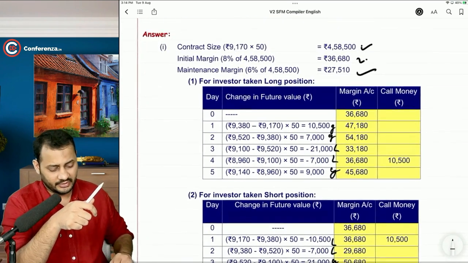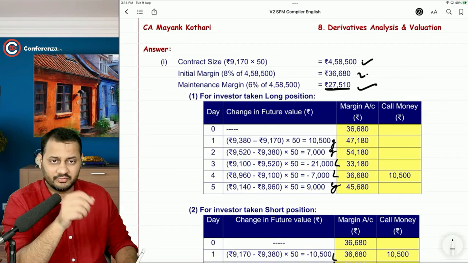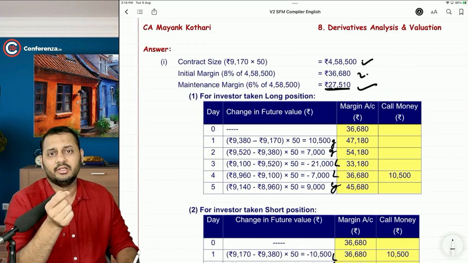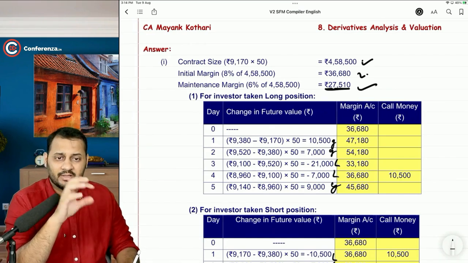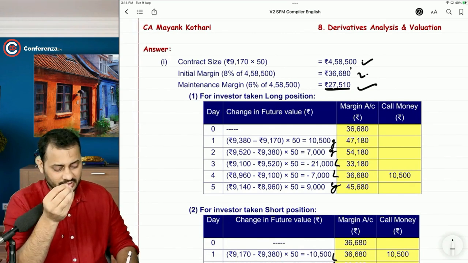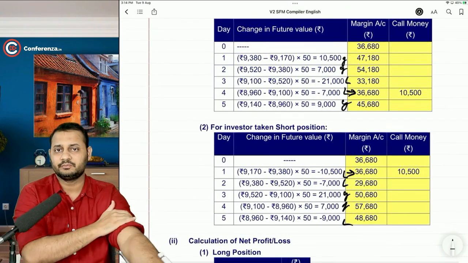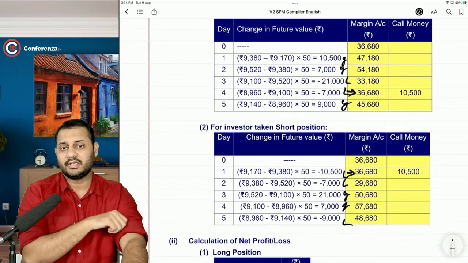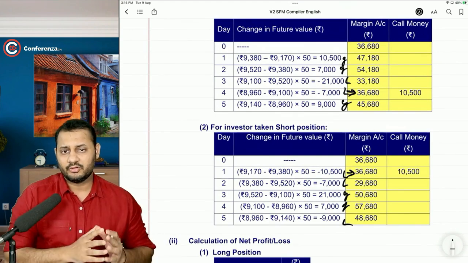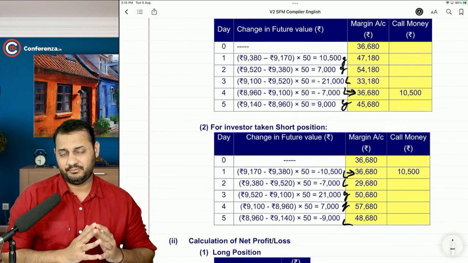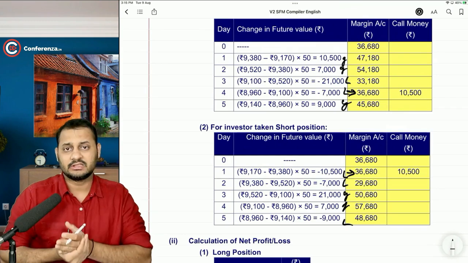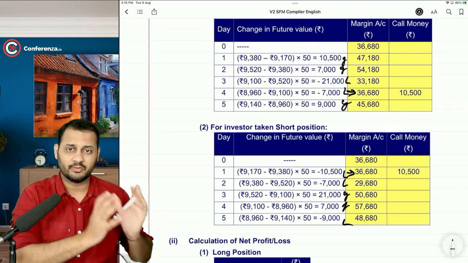Please understand that whenever the balance goes below 27510, you will have to deposit again in the margin account, and the deposit amount should be so much that your margin balance gets back to 36680. You have to think from the angle of the buyer and the seller. The net profit or loss to both of them will be the same. If someone is having a loss, the same amount will be a profit to the other party.